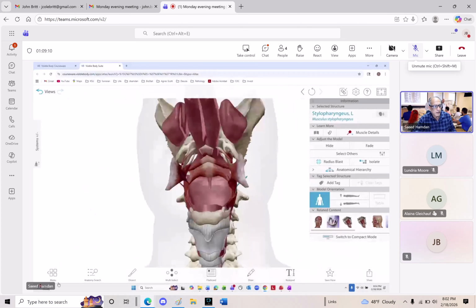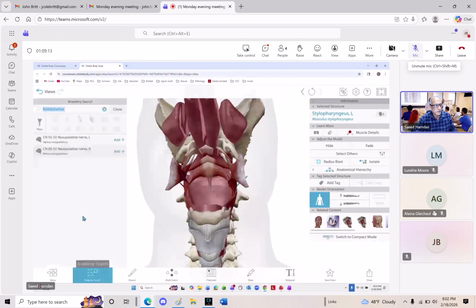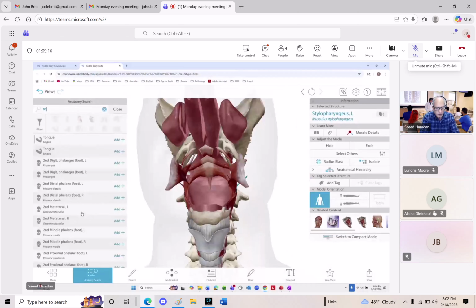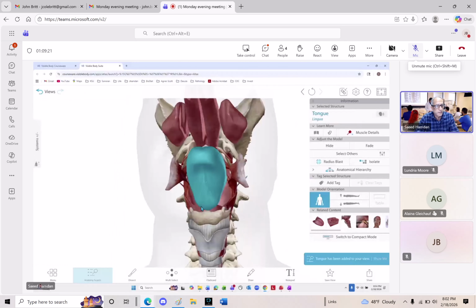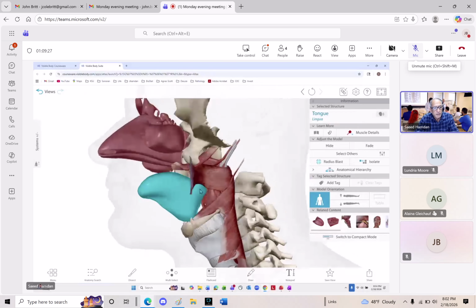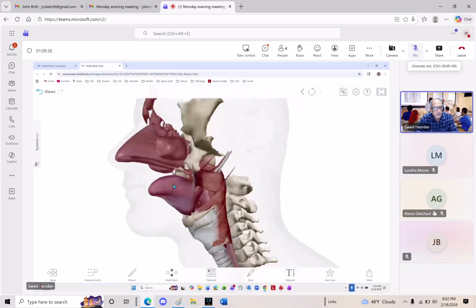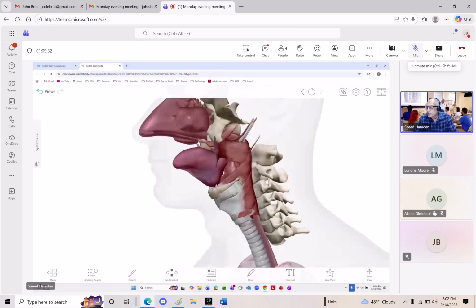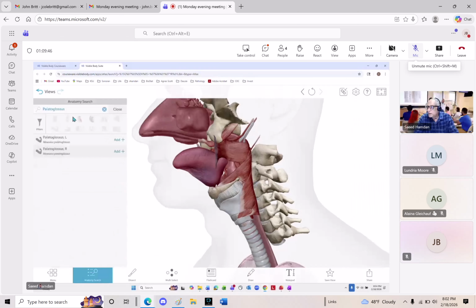We can add the tongue here just for you to be able to see the relationship. See, now I just added the tongue. Might be actually a good idea to add all the muscles here, because you'll be able to see it naked. One second, hold on. I'm going to add them one at a time.